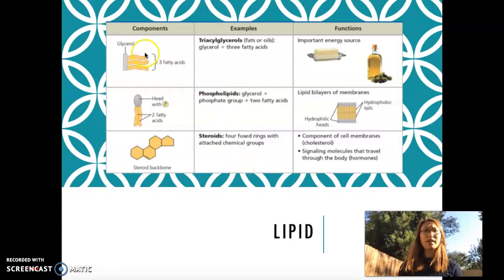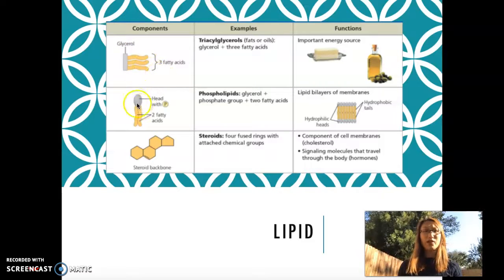The main components of lipids are glycerol and fatty acids. Each lipid is usually made up of a glycerol, which is its own unit, and sometimes three fatty acids. They can all bond together and form one lipid. This is called a fatty acid tail.